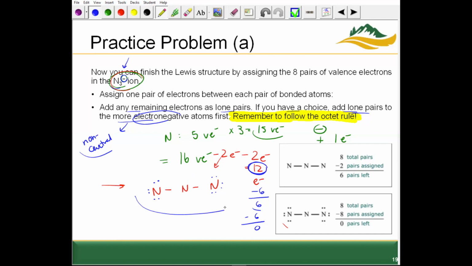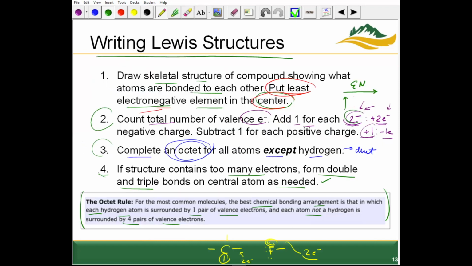We definitely need to check the octet rule, and we can already tell the nitrogen in the middle doesn't have a happy octet. At this point, the nitrogen in the middle has 1, 2, 3, 4 electrons around it. It needs 4 more. So we kind of work through number 3, except that middle nitrogen atom does not yet have a happy octet. To make this work, we need to go on to step 4, where we start to think about the double and triple bonds.